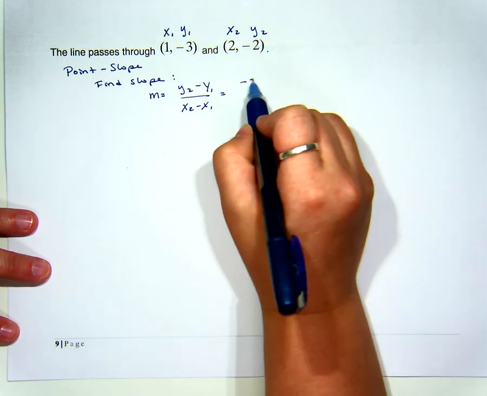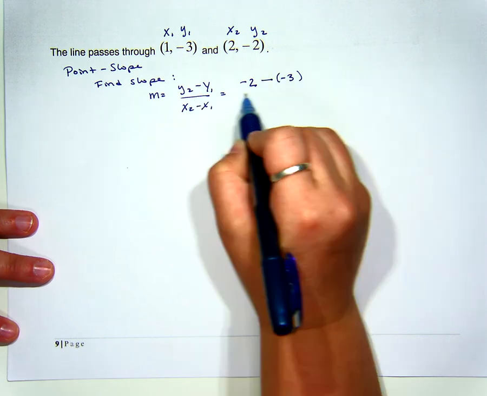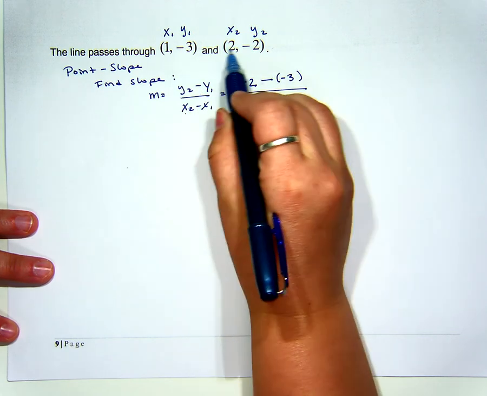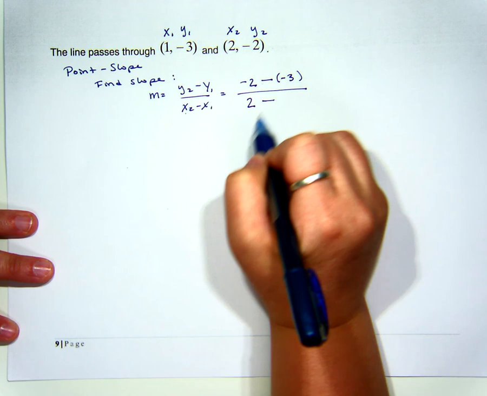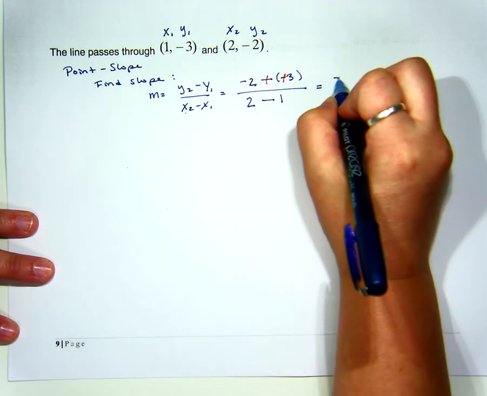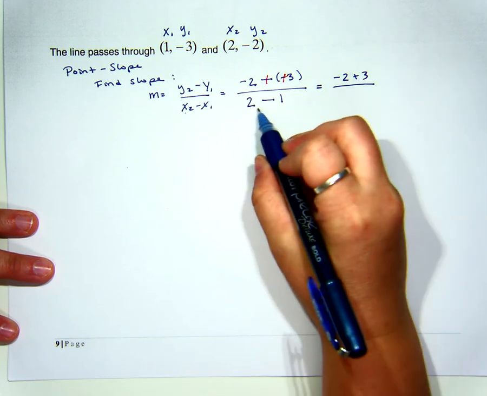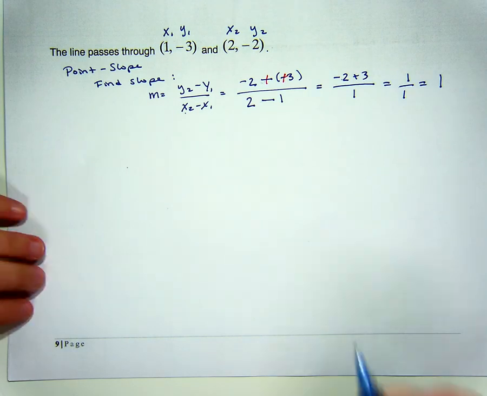y2 is a -2. Bring your subtraction symbol over. Now go see what y1 is. y1 is a -3. x2. Go see what x2 is. 2. Bring your subtraction symbol over. Now go see what x1 is. 1. 2 negatives up at the top. 2 negatives now become positive. So I have -2 plus 3 over 2 minus 1. -2 plus 3. 1 over 1 would be 1. So now I have my slope.